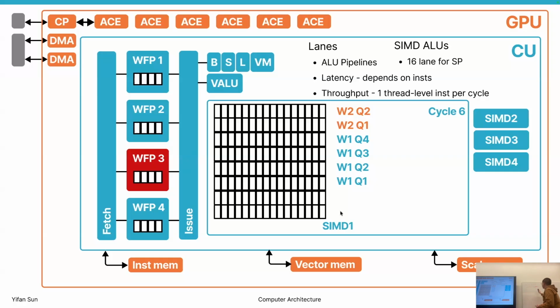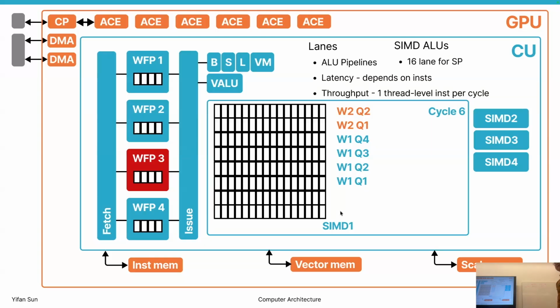Let's do some comparison. GCN, CDNA, then RDNA, NVIDIA. The first thing is warp size. GCN and CDNA have a warp size of 64 threads, and RDNA and NVIDIA have 32 threads.